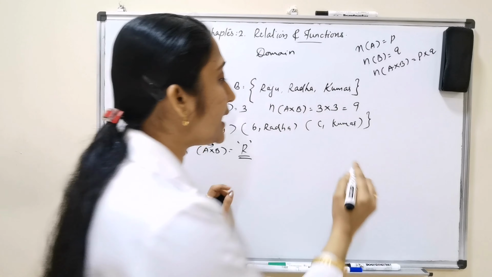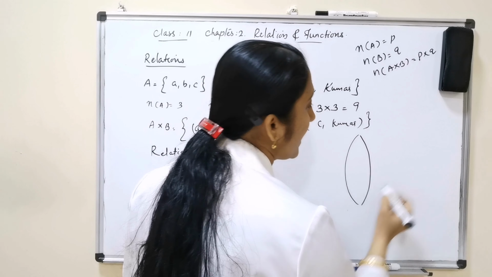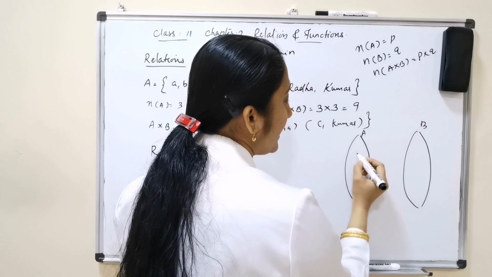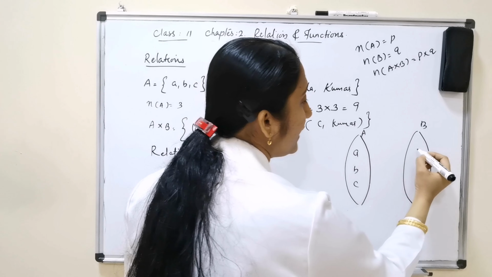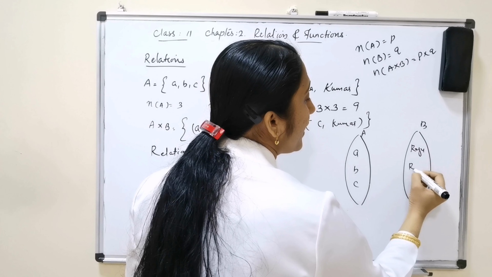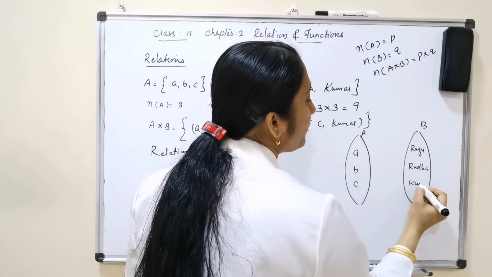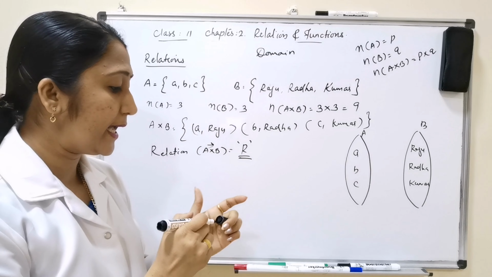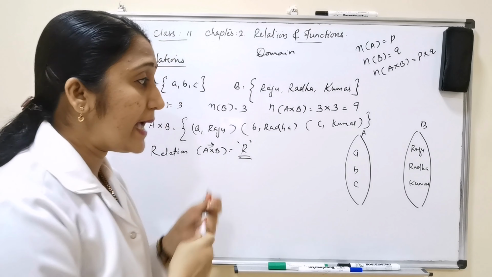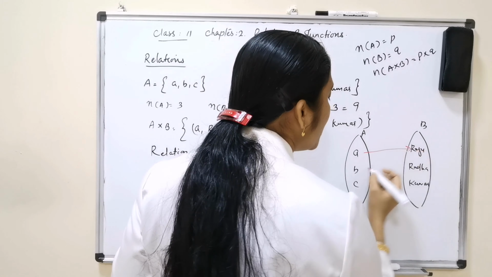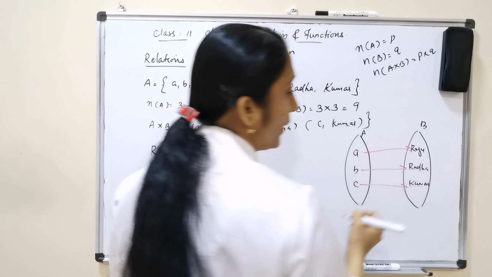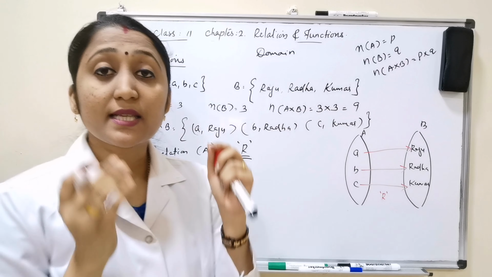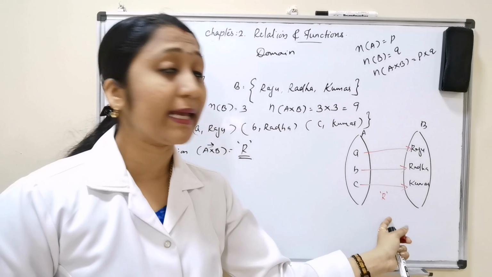It can be represented in a visual diagram, the arrow diagram, where this is set A and this is set B. Here the elements are a, b, c, and Raju, Radha, Kumar. These are the 3 elements. Here the relation is a to Raju, that means we draw an arrow from a to Raju, b to Radha and c to Kumar. This is called the relation R. This relation can be represented in the arrow diagram.